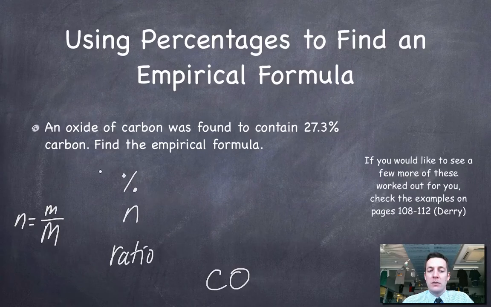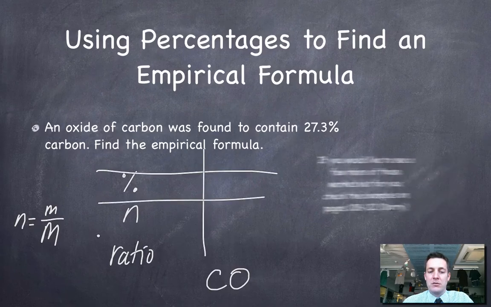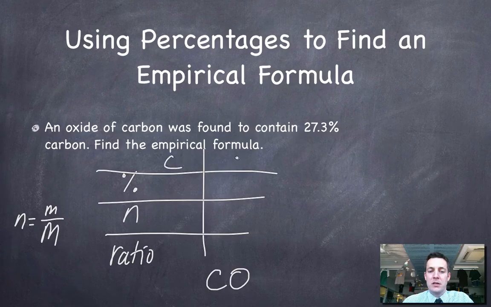Again, I'm going to organise this in a table so that I can't end up with the wrong numbers next to the wrong element later. Carbon here, oxygen there. The percentage of carbon is 27.3%. We've got to do a little bit of work to figure out what the percentage of oxygen is, so that's going to be 72.7%. As I say, we are basically pretending we've got 100 grams of it, so we can treat these as masses in grams. So I've just got exactly the same kind of problem I had before.